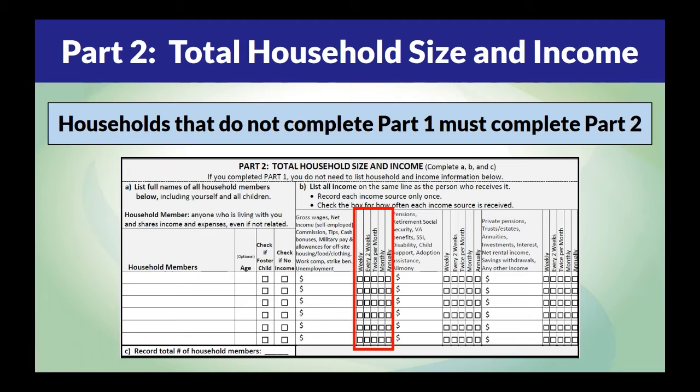Households that do not receive benefits and did not complete part 1 must complete part 2. The household must report all people that are living in that household, all the income that's received by each person, and then also indicate how often the income is received, otherwise known as the pay frequency. And they do that by checking a box next to the amount. So checking the pay frequency box is really important because it's required in order to calculate the total household income.